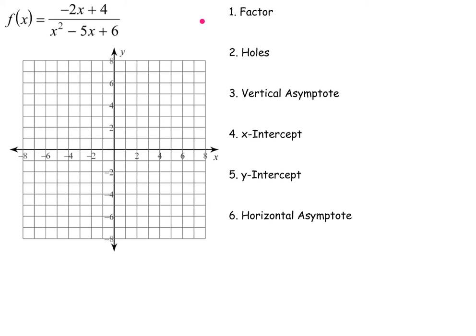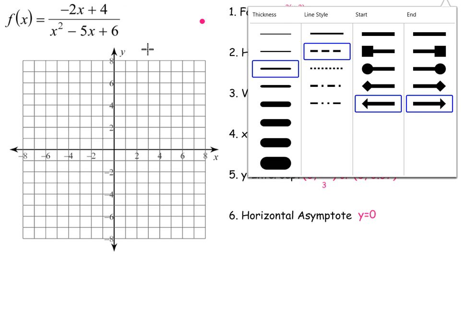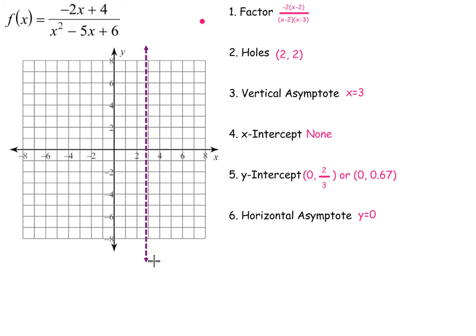Here again, I've done those 6 things that I asked of y'all. I have a vertical asymptote at 3. I'm just going to draw my purple line myself, with a dash and arrows on either end, and move it over so it sits right there. I have a horizontal asymptote at y = 0, which happens to be the x-axis. Again, we have dashed lines.